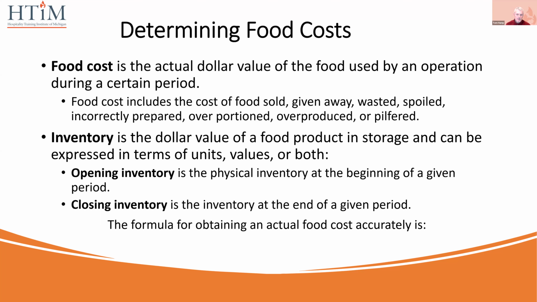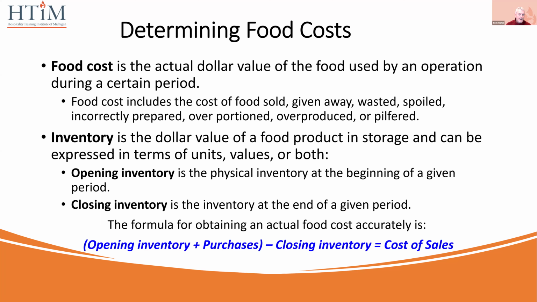And really that formula for obtaining actual food cost accurately is opening inventory plus any purchases that you made minus the closing inventory gives us the cost of sales, right? So this is mostly what we're talking about on this slide is food, but remember we said cost of sales could mean your food cost as well. But this is a good way to look at it. Your opening inventory plus your purchases, then minus all that by closing inventory, you get the cost of sales. Questions here?